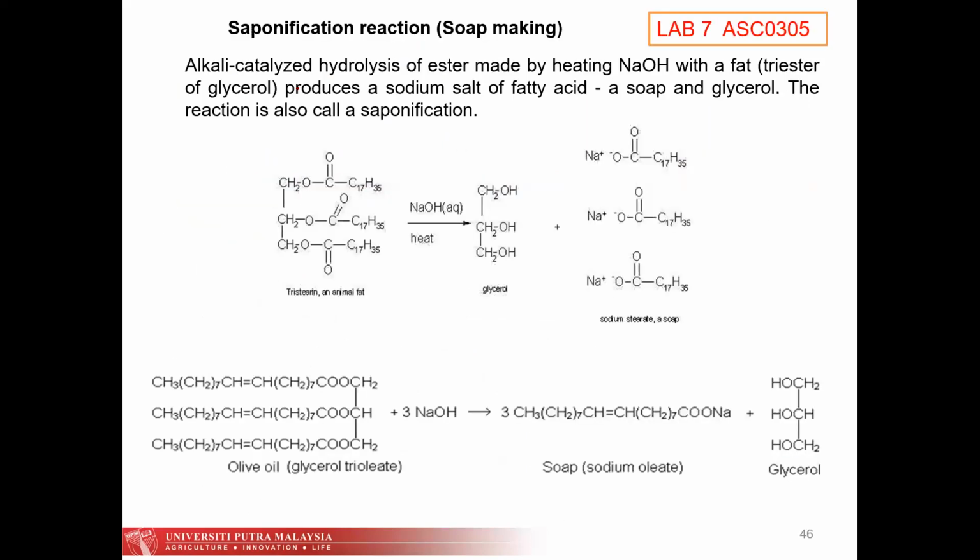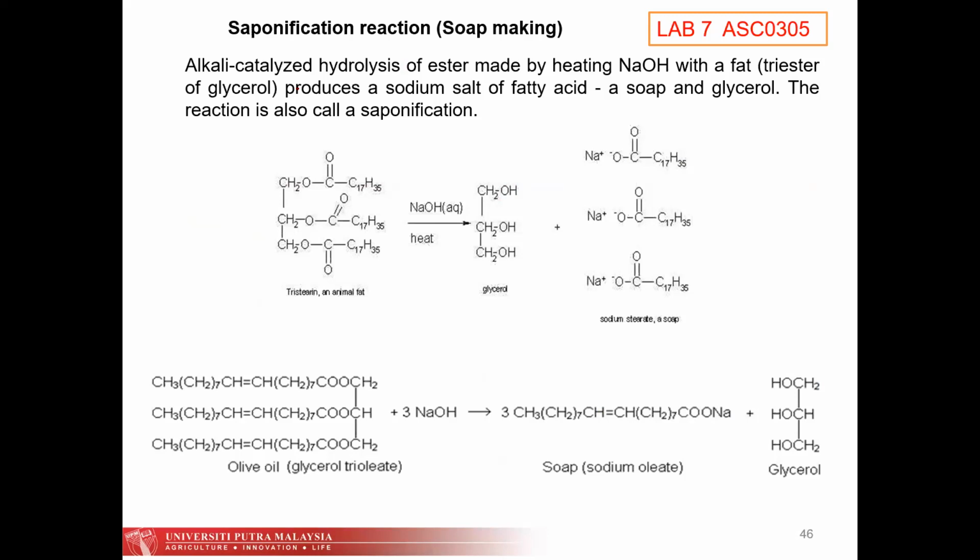Alright, so next is the saponification reaction, soap making. Basically, this is the experiment you need to do next week, physically. But everything is online now, so we cannot do it. But insyaAllah the lab must be done. We will watch a video. If there is time, insyaAllah on Thursday we will watch the video about lab 7 and lab 8.